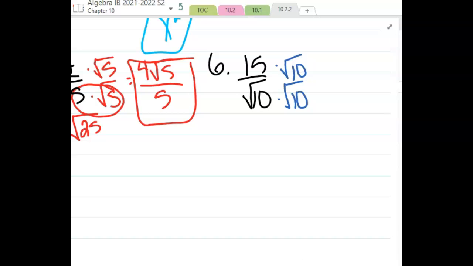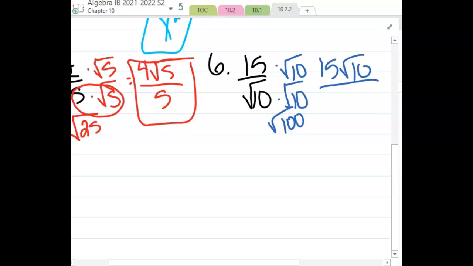Like in the last one, the 15 is outside, the 10 is inside, so the 15 has to stay outside, the 10 has to stay inside. Now, in my denominator, I have the square root of 10 times the square root of 10. Remember what happens here, there'd be the square root of 100, the square root of 100 is 10. Guys, you can skip this step right here. The square root of 10 times the square root of 10 is going to be 10. Square root of 5 times the square root of 5 always gives you 5. Okay? Now, this time, I have a 10 and a 10, but that 10 inside, that 10 is outside.